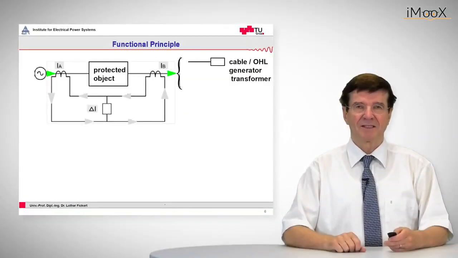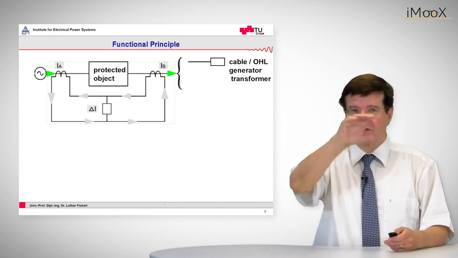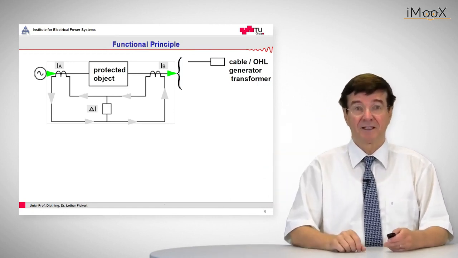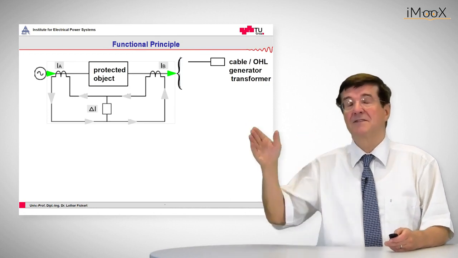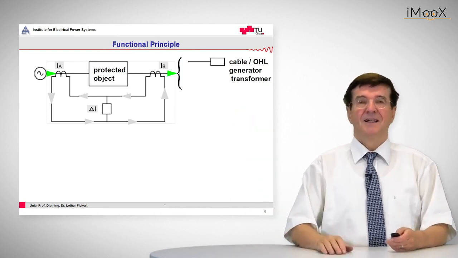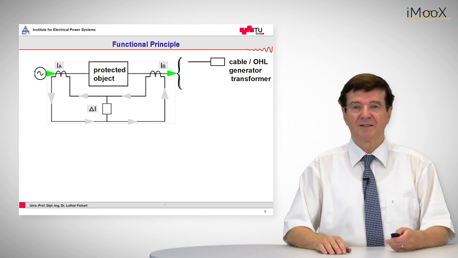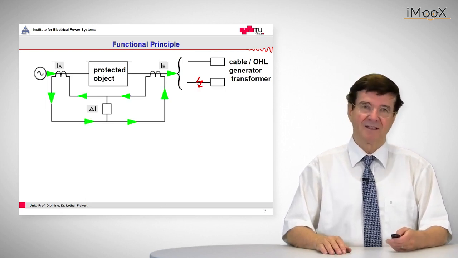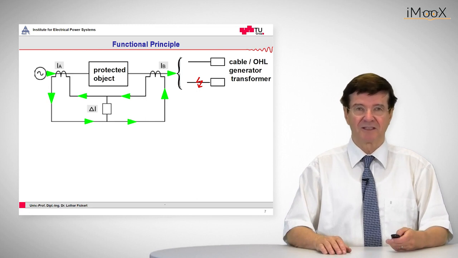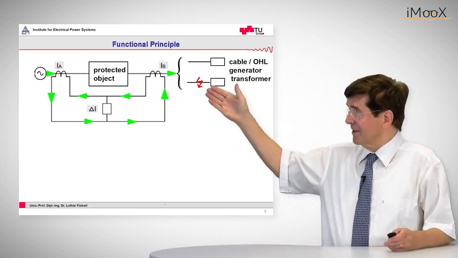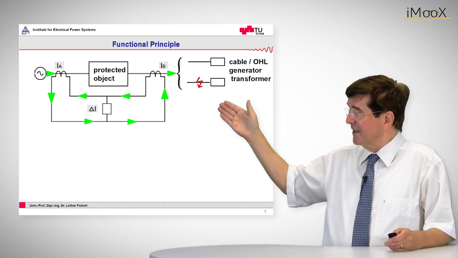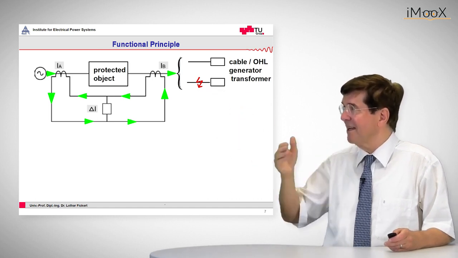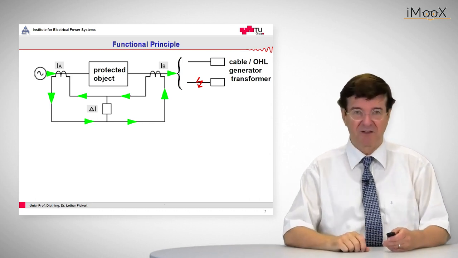Now let's see what happens if a current is flowing through. The current enters the protected area on our left side and leaves it on the right side. And now let's see what happens to the secondary currents. The secondary currents are a replica of the primary current, and taking the polarity of the current transformers we see that the current that comes into the left side is transformed into a secondary current, which is the same as the one that leaves the object.